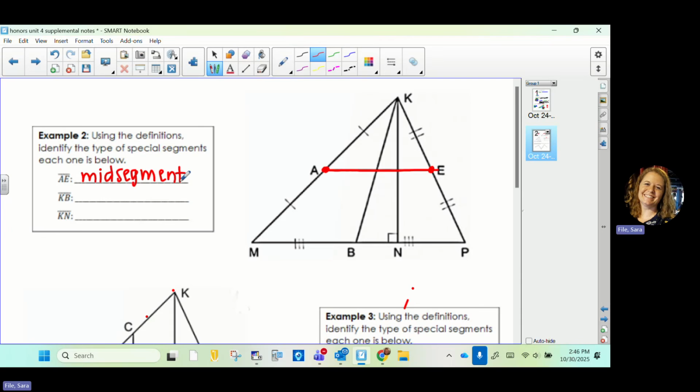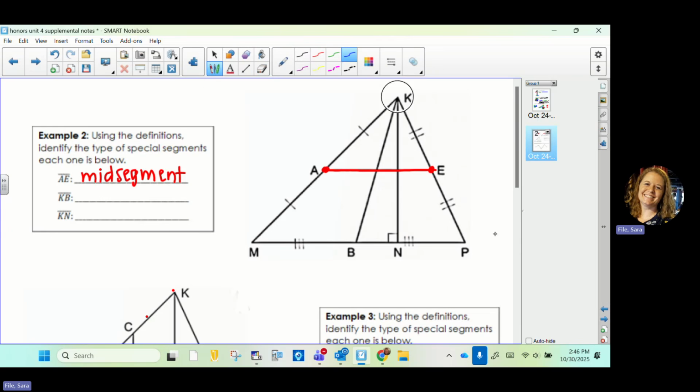Okay, and then what you want to know about the mid-segment is that it is parallel to the third side, the one that it's not touching, and it's half the length of that third side. Okay, and then the next one, KB.